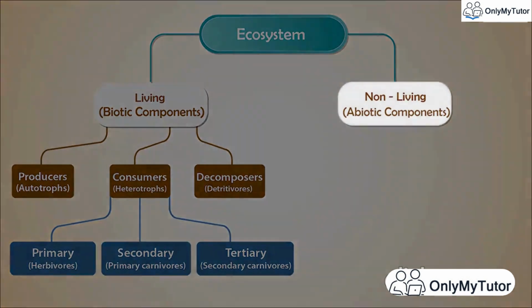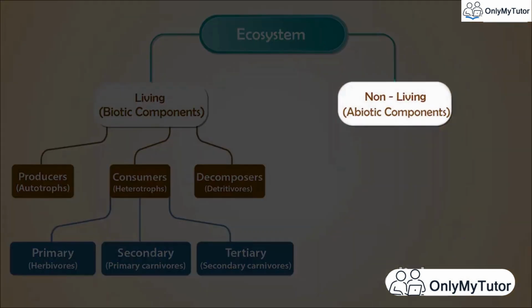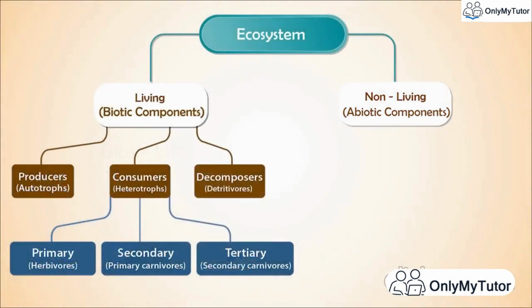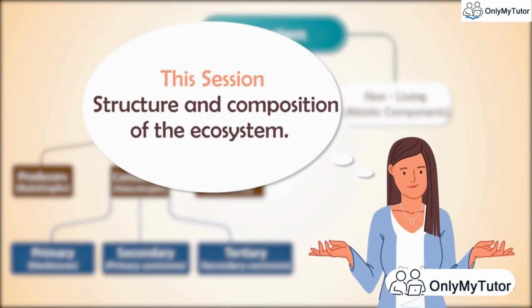Talking about the abiotic components, they include all non-living things. These factors include rain, wind, soil, minerals, etc. So here we studied the structure and composition of the ecosystem.